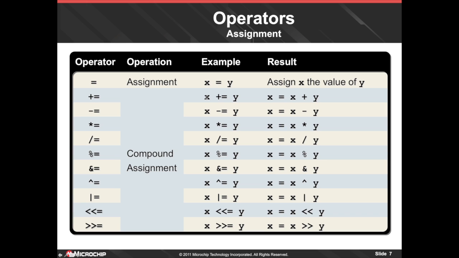The compound assignment operators, on the other hand, might cause confusion for some of you who are new to C, or maybe you need a bit of a review. The basic idea is that they are a shorthand notation for expressing assignments that involve the same variable on both sides of the equation. So in this example, x *= y is the same thing as x = x * y. Likewise, x += y is x = x + y.